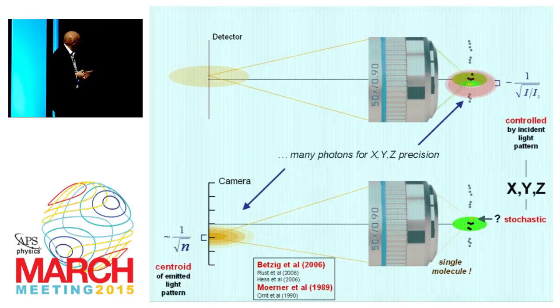But of course, here you need only one photon to detect it. Here you need many photons. Here you need one switching cycle.